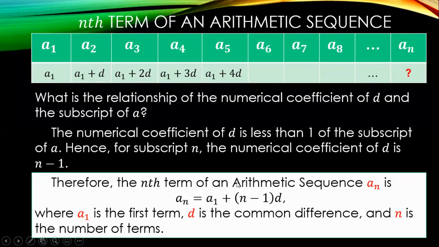So therefore the nth term of an arithmetic sequence is a sub 1 plus the product of the quantity n minus 1 times d, where a sub 1 is the first term, d is the common difference, and n is the number of terms. The common difference is explained in the previous video.